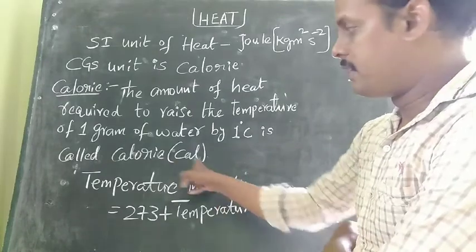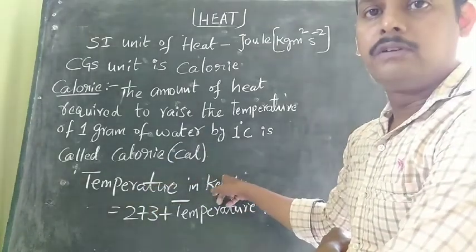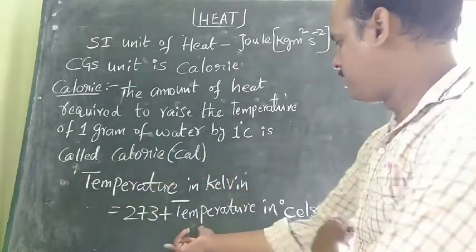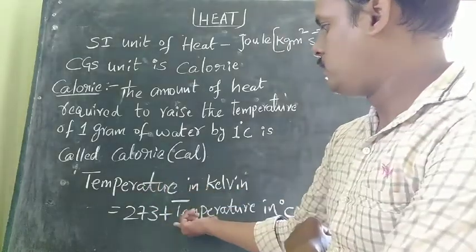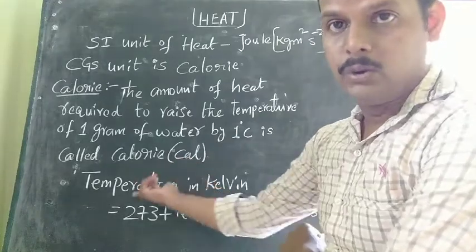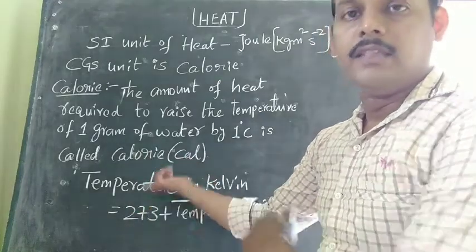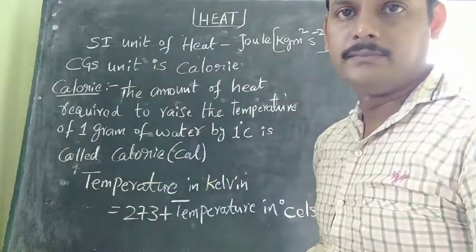So if I want temperature in Kelvin scale, I need to convert from Celsius scale. See, I have been given the Celsius scale. I want to convert the Celsius scale into Kelvin scale. I need to add how much to the Celsius scale? I need to add 273 to the Celsius scale. Then I will get the answer in terms of Kelvin scale.